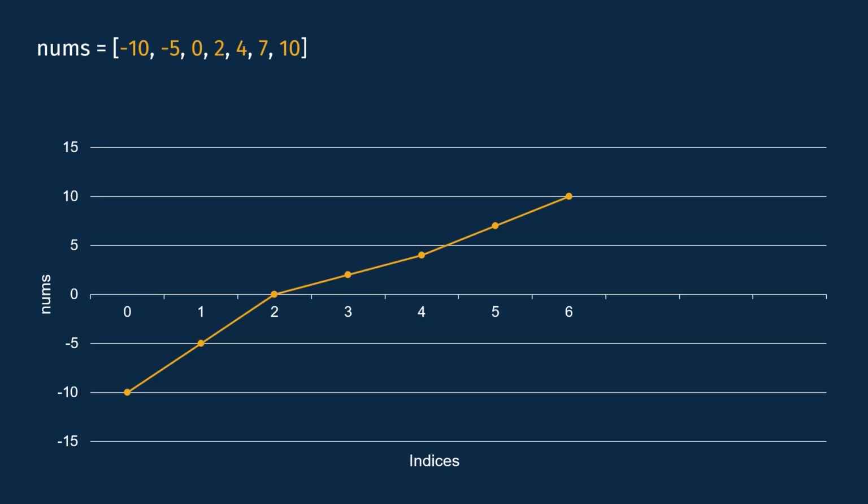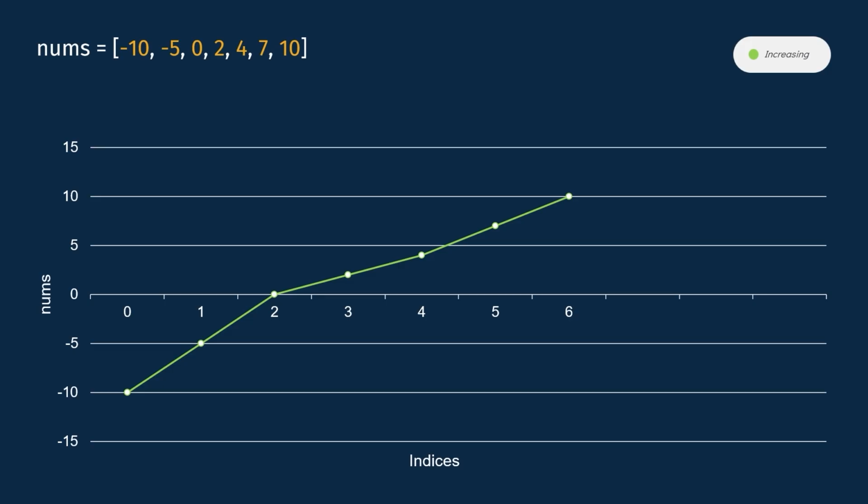Now, did you notice the pattern? The line connecting these points is continuously increasing from left to right. This is the key characteristic of a properly sorted array in ascending order. Every element is greater than or equal to the previous one.